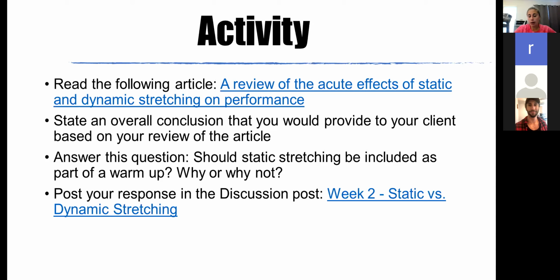But before we go and answer this, what are your thoughts? Do you think that maybe it's okay to add some static stretching, or someone should only do dynamic stretching in a warm-up and they should just keep those static stretches in the cool down? What do you think?